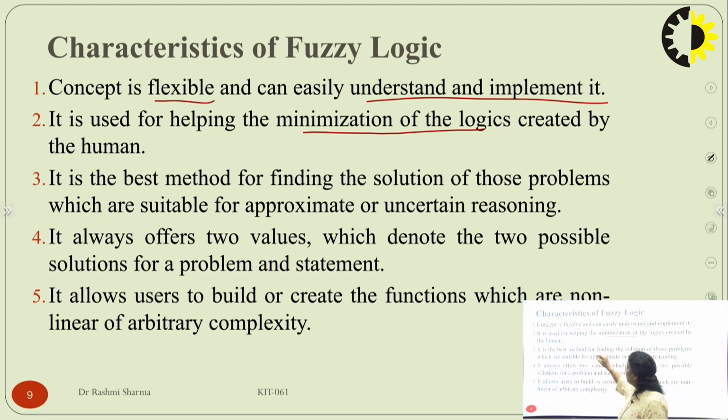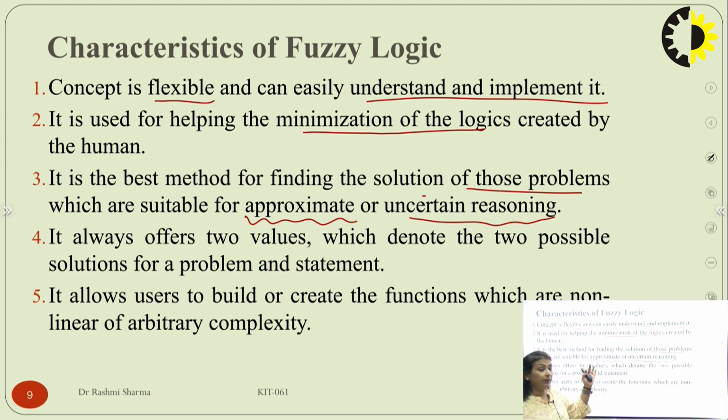So it is the best method for finding the solution to those problems which are suitable for approximate and uncertainty reasoning. We should know we have some uncertain problems where the definiteness of the value is not there. I'm not actually telling that I want a 25 degree temperature, otherwise you would have put a thermometer and told, oh, it's 25 now, take it out from the gas or the stove. So here we have some undefiniteness or uncertainty in that problem or statement. To define that uncertainty, we require fuzzy logic.